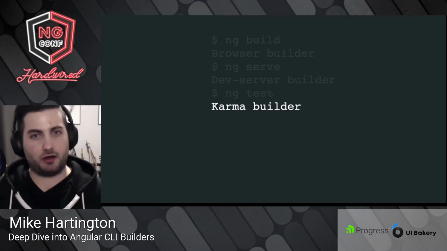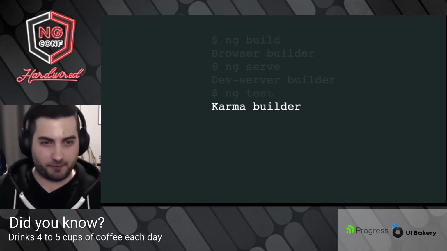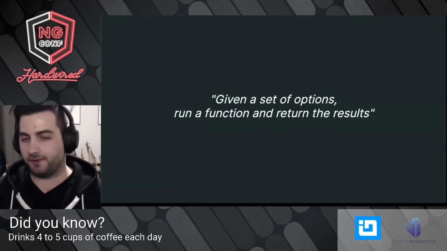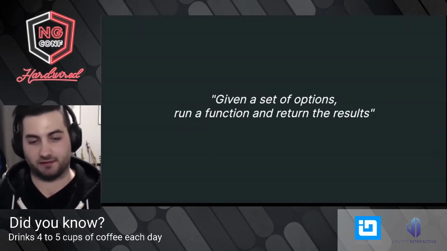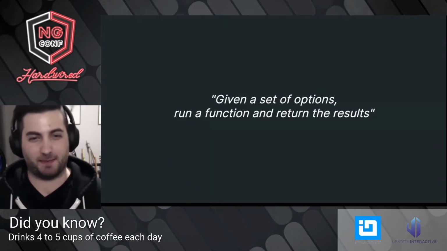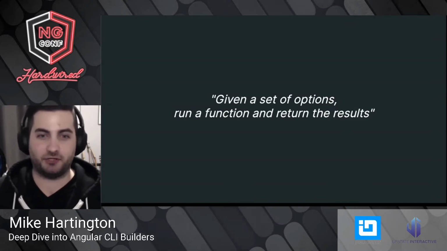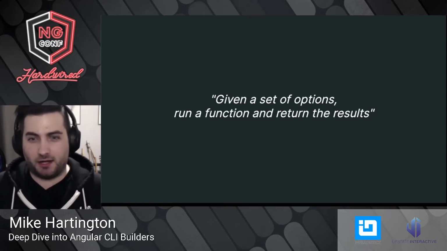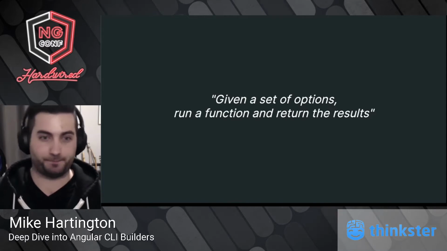Now, with all of these different builders that we are interacting with, they operate on this very simple principle. Given a set of options, run this function, and then just return the results. There's nothing about a builder that says, build my app. And the name's kind of an unfortunate naming incident, but a builder just knows, here are the options, here's the context in which I am running. I'm going to do something with these options and then return something. Whatever that is, I don't know.